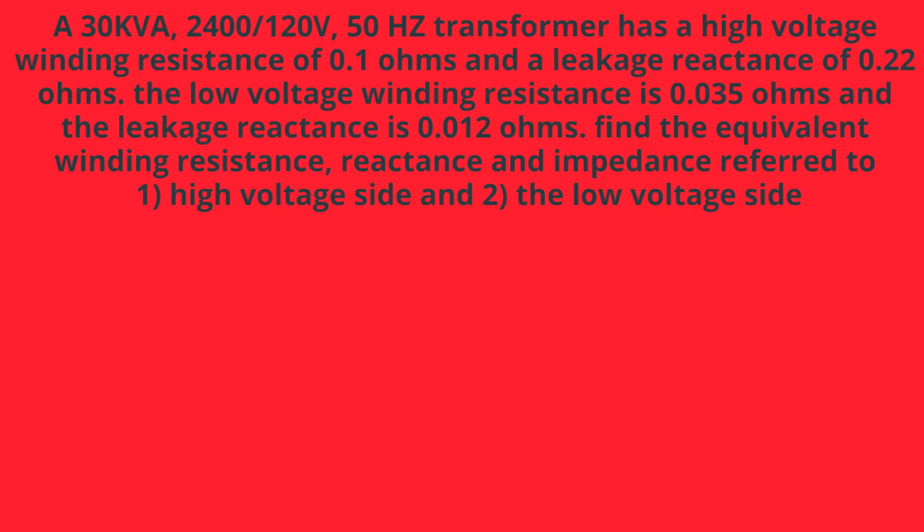Now we will do a numerical based on the formulae. A 30 kVA, 2400 by 120 volts, 50 Hz transformer has a high voltage winding resistance of 0.1 ohms and a leakage reactance of 0.22 ohms. The low voltage winding resistance is 0.035 ohms and the leakage reactance is 0.012 ohms. Find the equivalent winding resistance, reactance and impedance referred to the high voltage side and low voltage side.